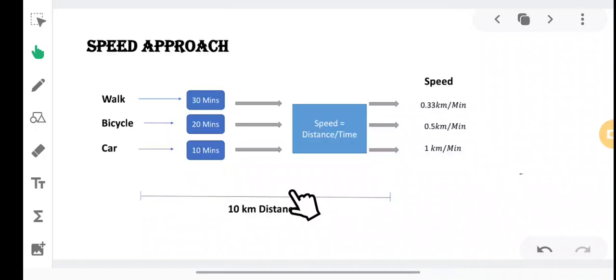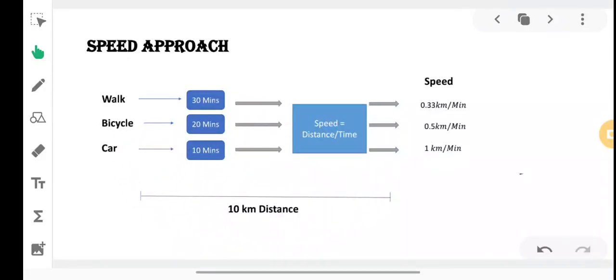What we can conclude from this is that when we travel by car, our speed is 1 kilometer per minute, that is, speed is greater when we travel by car than by bicycle or by walking. Here speed is an important parameter which decides how much time it will take to travel 10 kilometers.